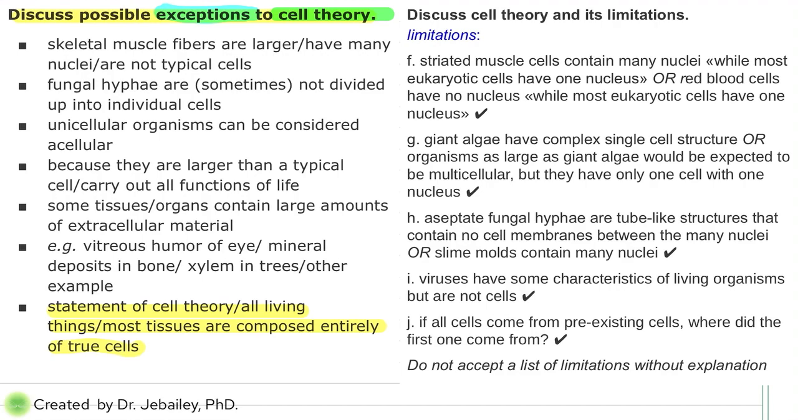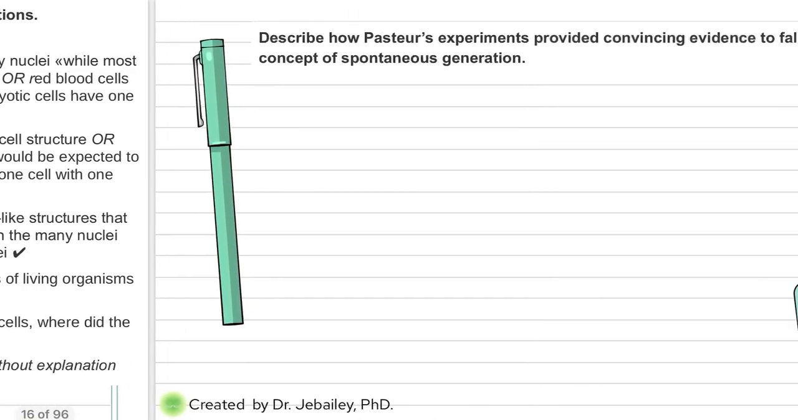So first say, the cell theory states 3 statements. 1, cells come from pre-existing cells. Cells are the smallest unit of life, and all living things are made of cells. Bam, you mentioned the 3. Then you start talking about the limitations, which I mentioned: the muscle cells, the algae, the hyphae, the viruses. And where did the first cell come from? Now you have a full essay written for cell theory, and there's no way that you will get fewer points if this question shows up in your test.